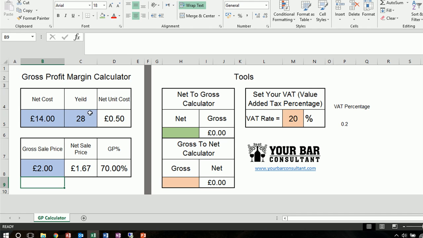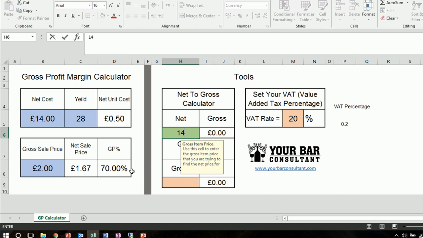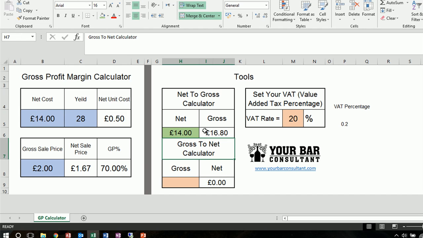So just going back to the tools, this is a £14 net bottle of vodka. So if we wanted to know how much that would be gross, let's use our calculator here. Let's use the net to gross because it's already net. So 14, that means that if you were to buy that from a supermarket, for example, it would cost you £16.80. And then once you take the VAT off it, it's £14.